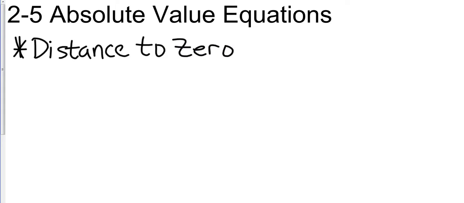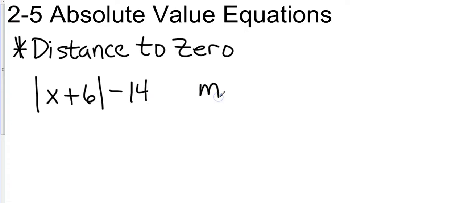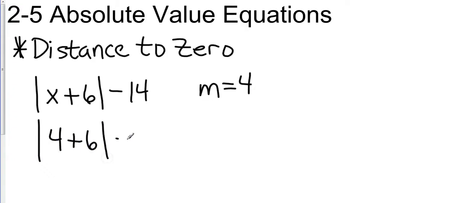And so absolute value is represented by vertical bars. So let's take a look at an example. This is going to be the first example in the text. We've got the absolute value of x plus 6, excuse me, minus 14. And they're going to give us an actual value of m equals 4. So we're just going to substitute in 4 plus 6 minus 14.